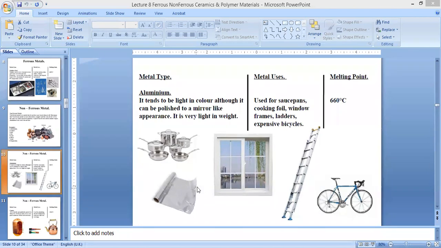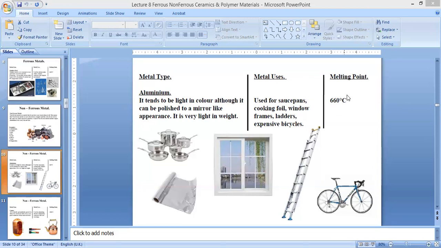Then there's the foil here. You can see this is also aluminium. Aluminium is also used for the parts of a vehicle. Before we learned how to use aluminium and plastic, we used the heavier metals. That's why vintage cars are quite heavy. Even on appearance, you can tell these cars were heavy because the metals were not lightweight ones like aluminium, fibers and plastic. Aluminium is used for saucepans, cooking foil, window frames, ladders, and expensive bicycles.